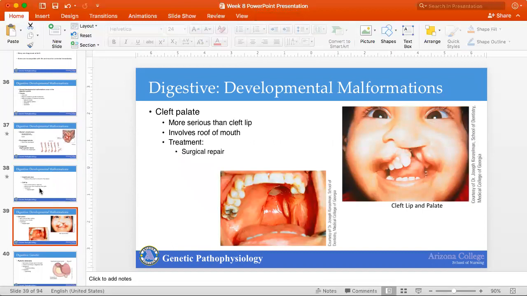Cleft palate, more serious than a cleft lip, involves the roof of the mouth. So you can see how it extends into the mouth itself. You see here, with the entire roof of the mouth, there's almost a non-connection between the two sides of the maxillae. Treatment would be surgical repair.